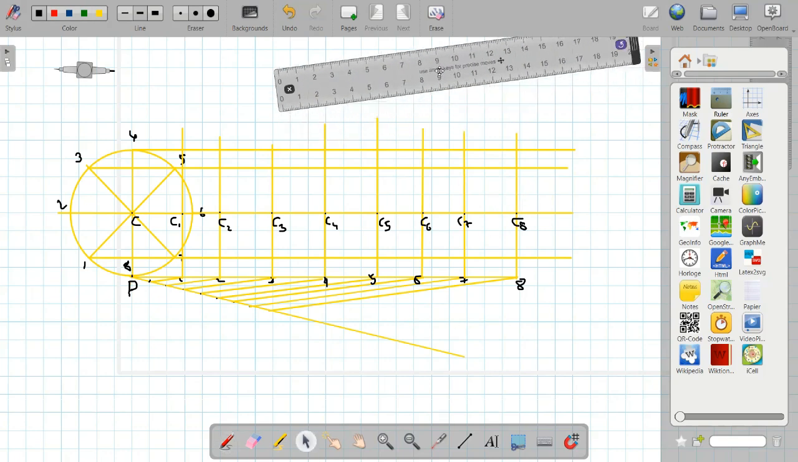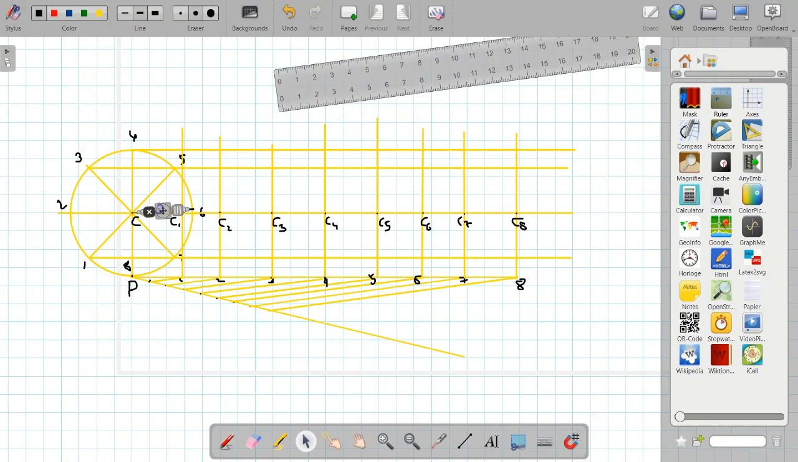Now, next point. Take the compass of the same radius and measure the same radius as that of the circle, that is 35. So I will also measure 35 here.